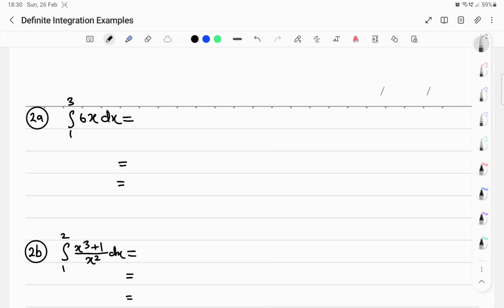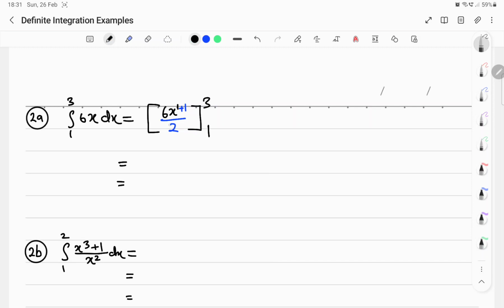In this video, I would like to share with you how to perform definite integration involving simple functions and expressions. So let's get started with the first one. To integrate 6x, it's just 6x power 1. We add the power by 1 over here, and then we divide by the new power, which is 2. And then don't forget to transfer the limits as well.